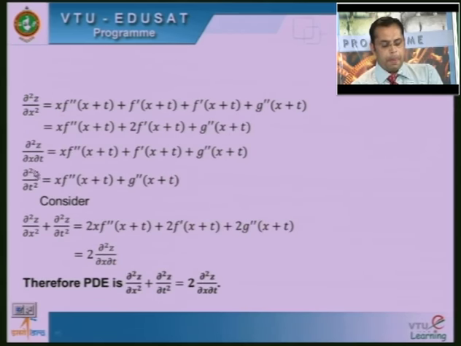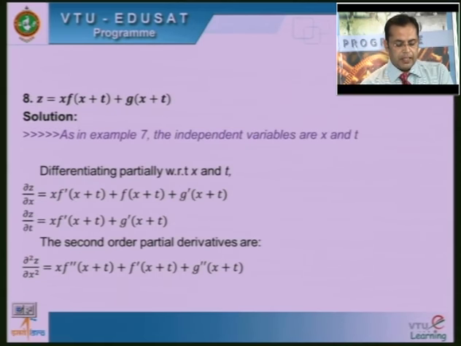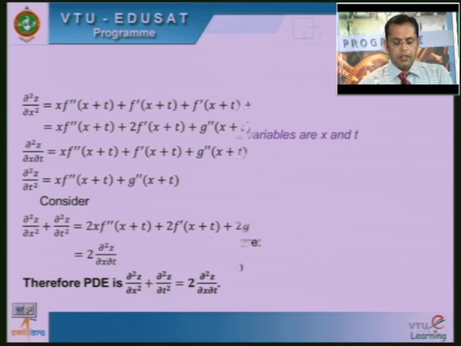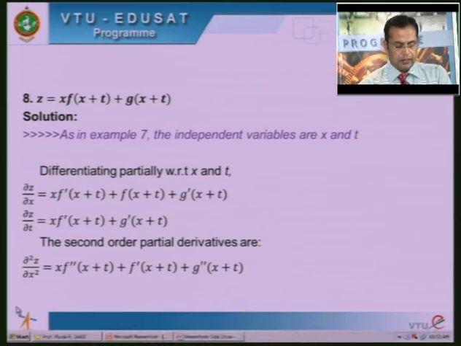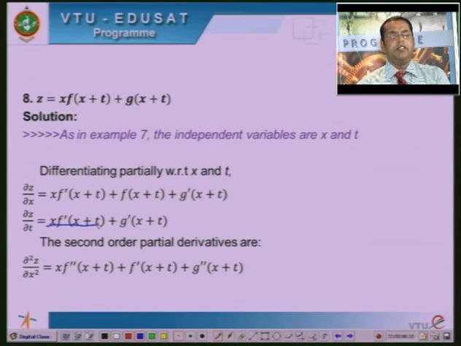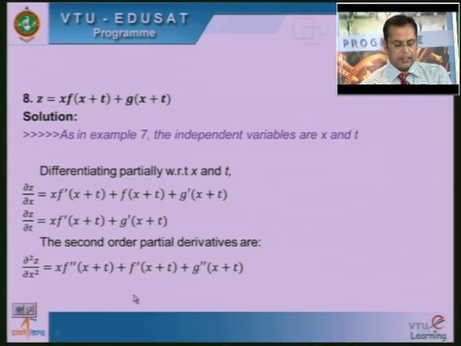And finally, ∂²z/∂t², which is obtained by differentiating ∂z/∂t again with respect to t, that is here. So, differentiate this with respect to t partially. So, x into f'(x+t) present, this with respect to t changes to x into f''(x+t), and g'(x+t) is transformed to g''(x+t) on differentiation.